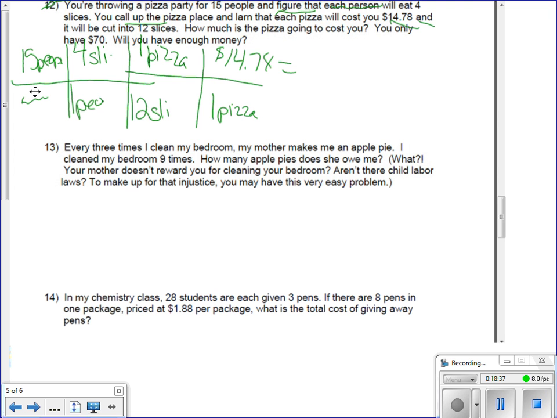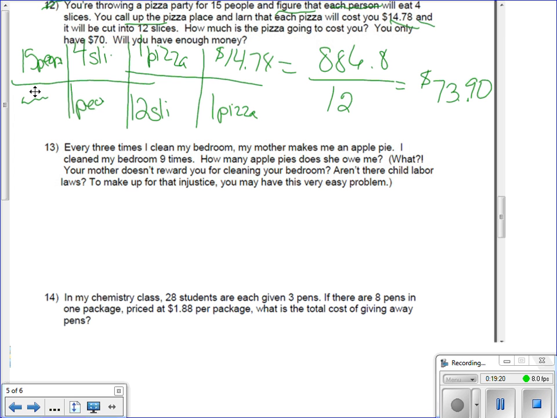I'm sorry for the terrible handwriting. I'll realign my board in just a second. All right, so now we can multiply across the top. We can multiply across the bottom and divide the two. So we get 88. So $73.90 is how much it will cost to feed 15 people 4 slices of pizza. So now we can look at the rest of it. You only have $70. Do you have enough money? No, you don't.